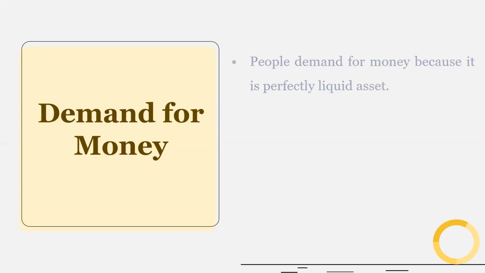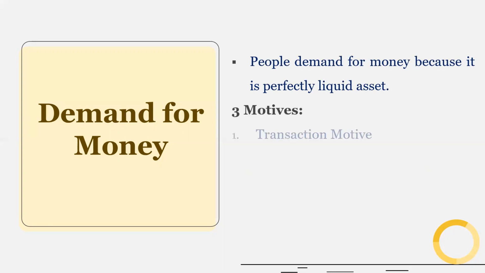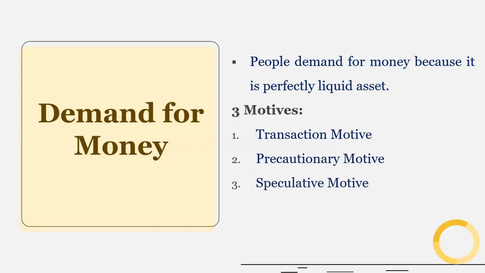Now what is demand for money? People demand for money because it is perfectly liquid asset. So there are three motives: transaction motive of demand for money, precautionary motive of demand for money, and speculative motive of demand for money. Now, transaction motive and precautionary motive of demand for money depend on income and it is constant in the short run.